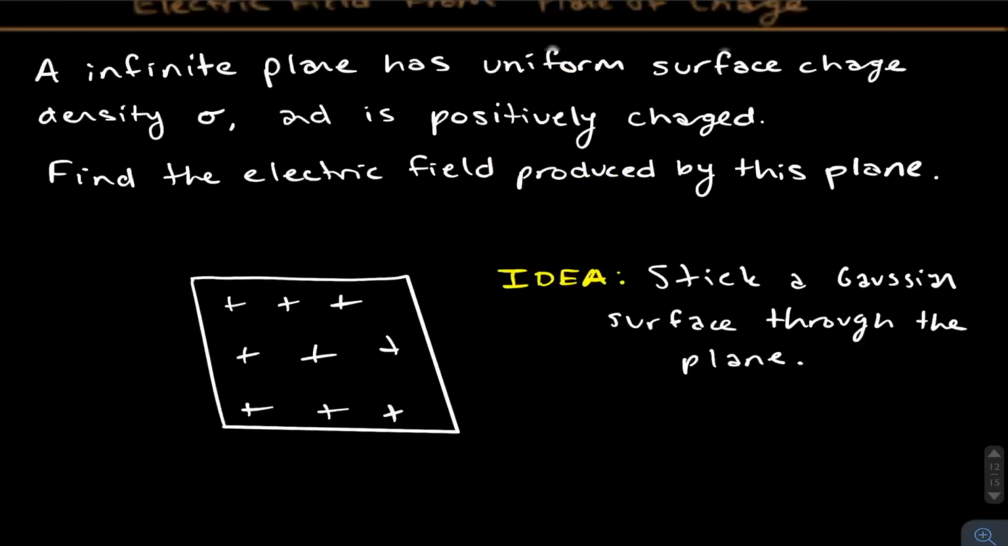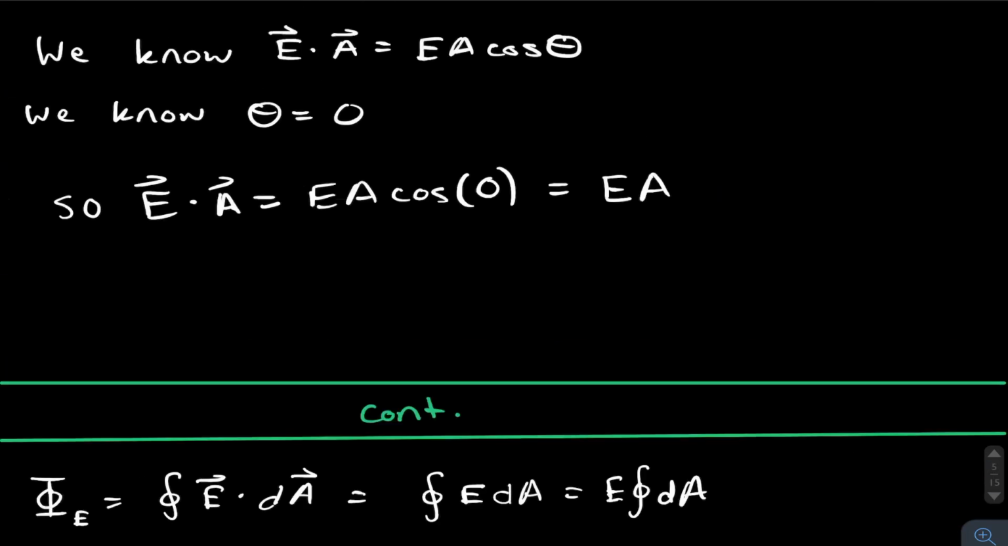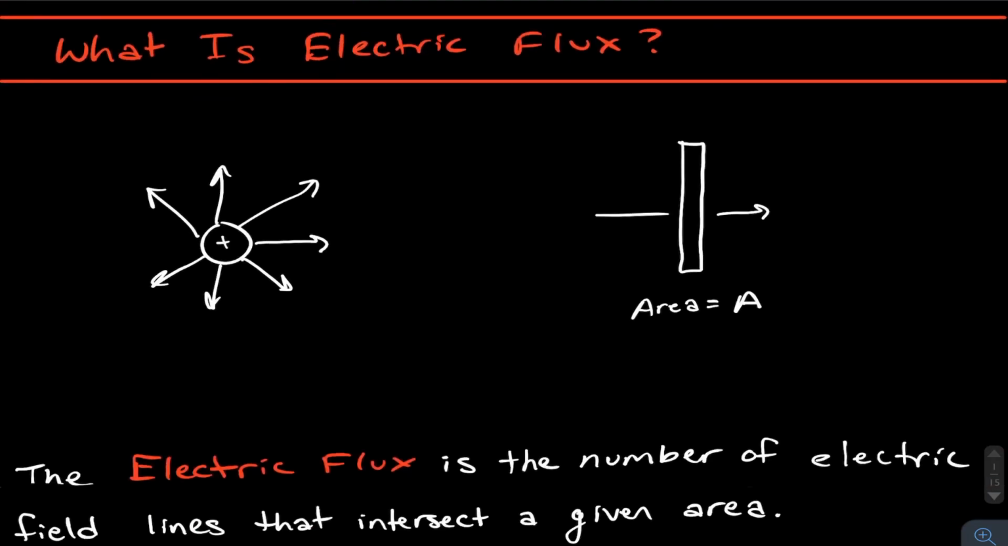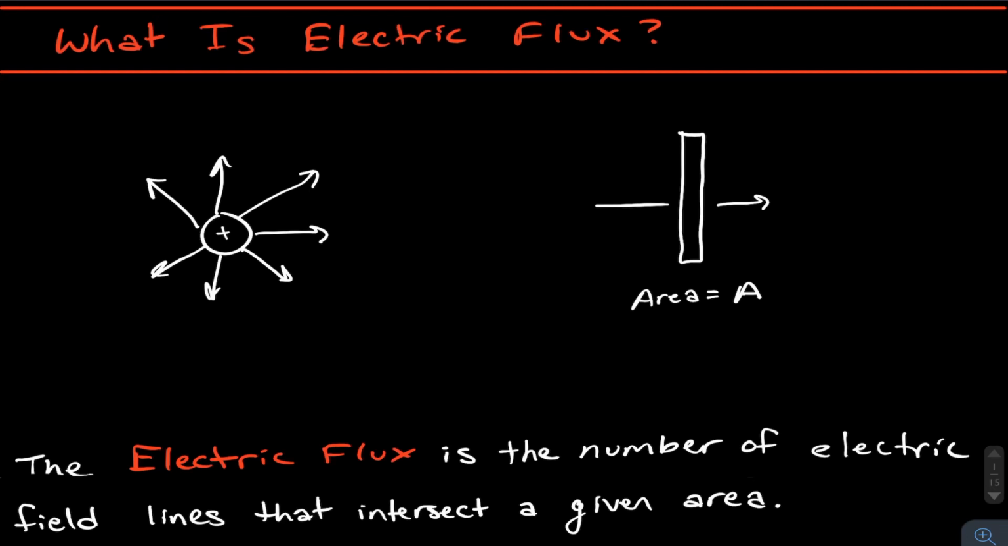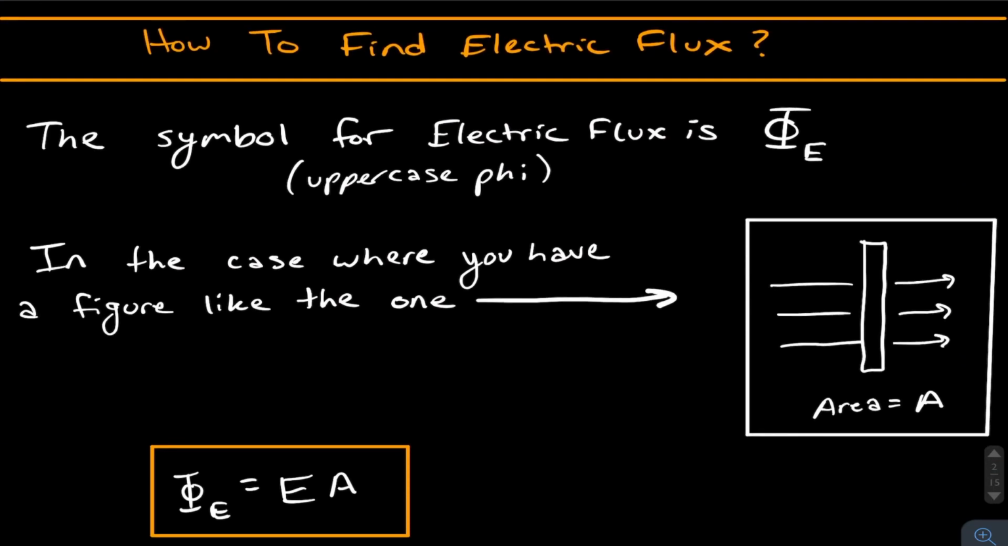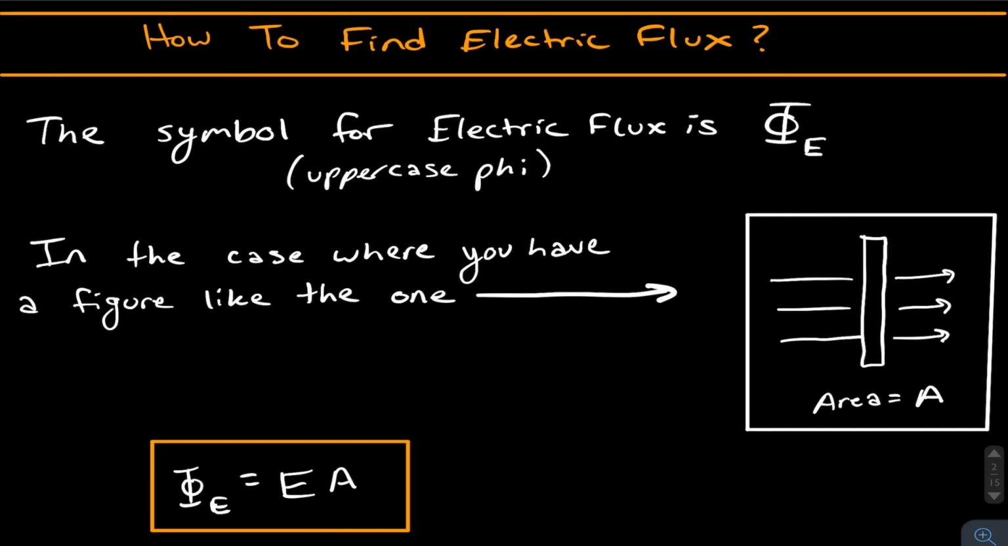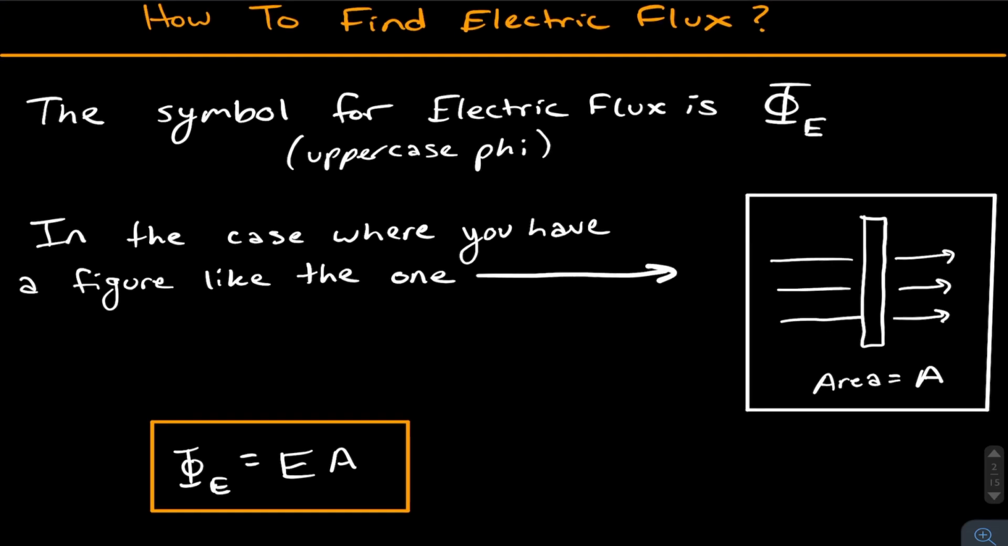Now real quick, before we end this video, let's review what we did, and then we'll call it quits. We start off with just what is electric flux. We defined electric flux as the number of electric field lines that intersect a given area. We talked about how to find electric flux if it's something easy, like passing through some plane. The electric flux is just E times A.